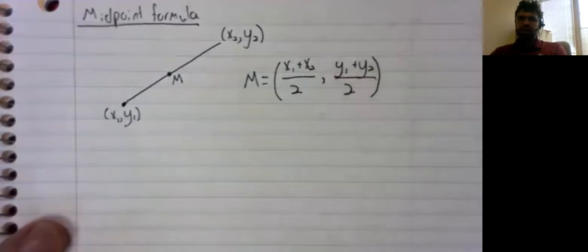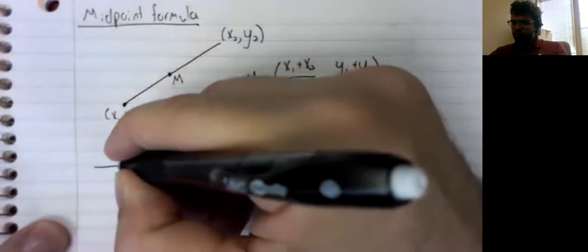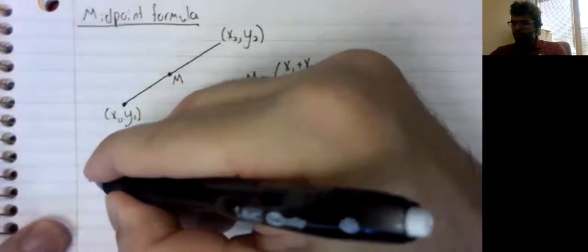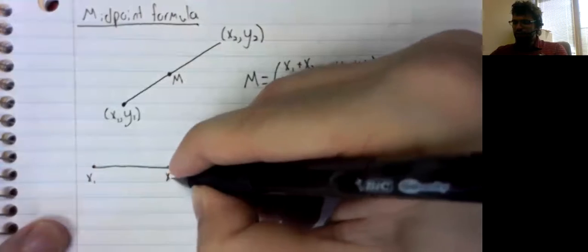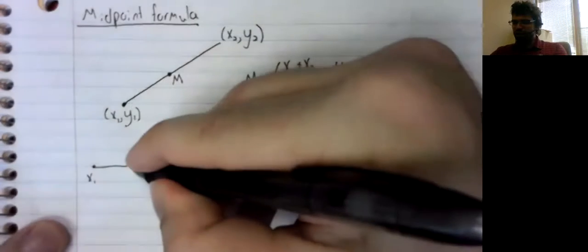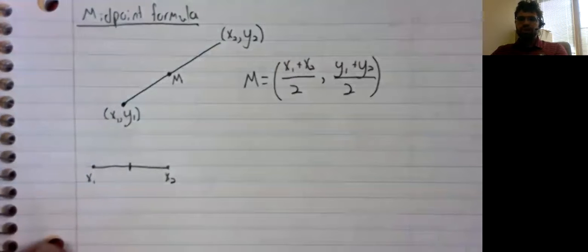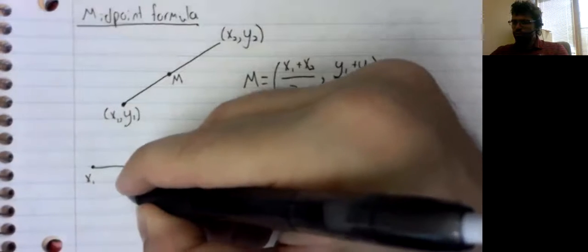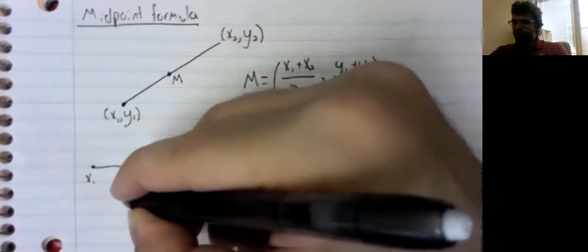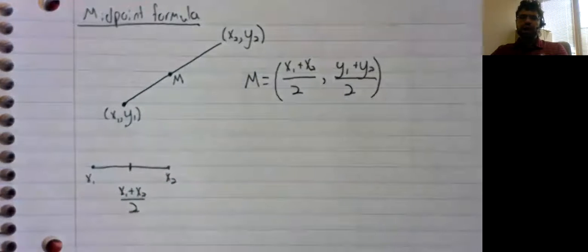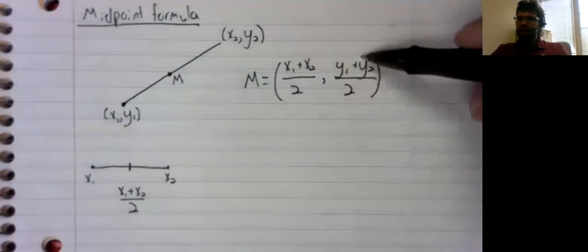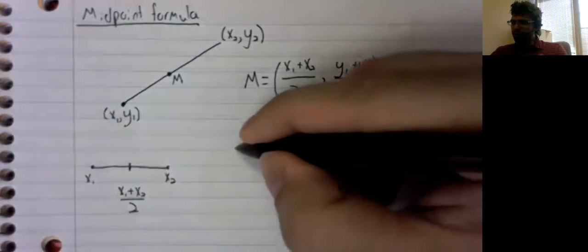Why? Where does this come from? Well, suppose you have a number line and you have 2 values on the number line and you want to know the midpoint of those values. What would you do? Well, the midpoint would be their average. So that's all we're doing. We're taking the average of the x-coordinates and the average of the y-coordinates.